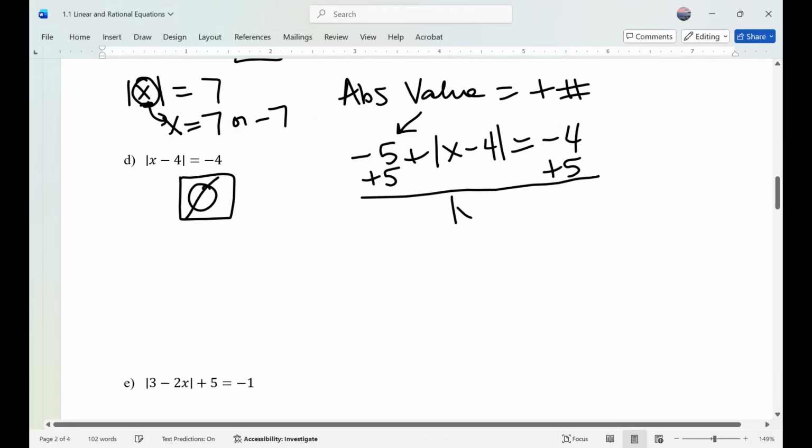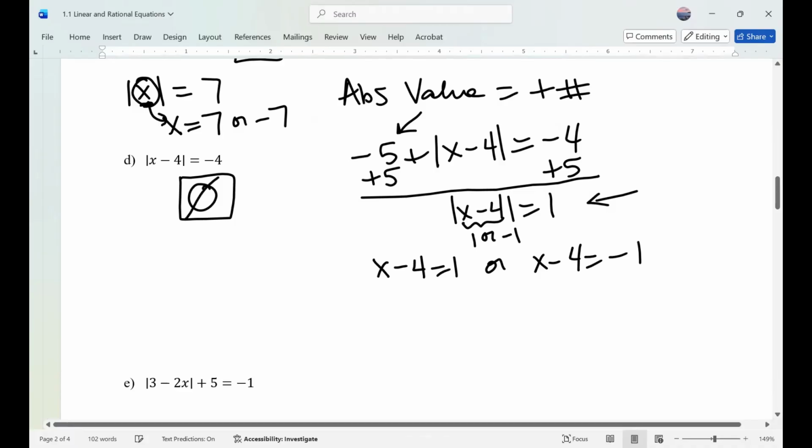And so this will give us the absolute value of x minus 4 is equal to 1. Well, that's where we determine whether or not it's no solution. And so because an absolute value is equal to a positive, yes, we can go further. So we say, okay, well, what's in the absolute value can be 1 or it can be negative 1. So we set up two equations. So I have x minus 4 equals 1, or I have x minus 4 is equal to negative 1.